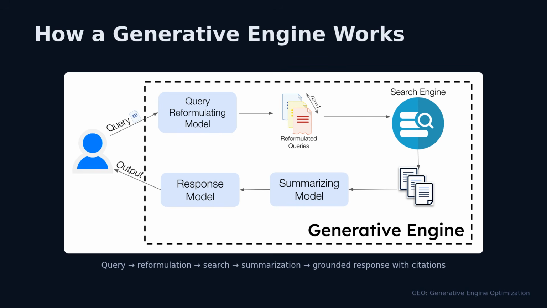Here is how a generative engine actually works under the hood. A user submits a query. The system first reformulates that query into simpler sub-questions and passes them to a search engine to retrieve a ranked set of web sources. Those sources are summarized, then fed to a response-generating model that weaves them together into a final answer, embedding inline citations so users can verify the claims. This pipeline is the core of systems like Bing Chat and Perplexity.